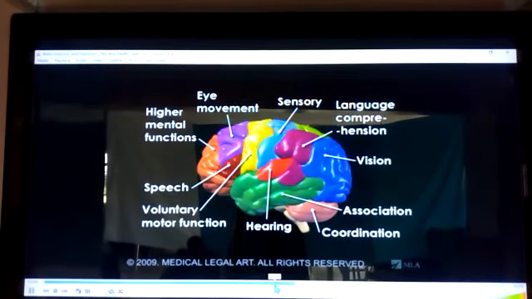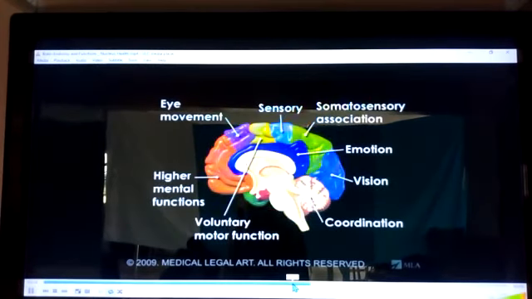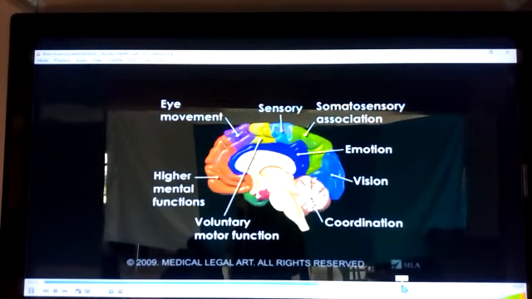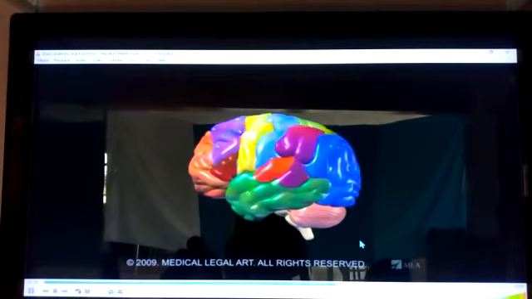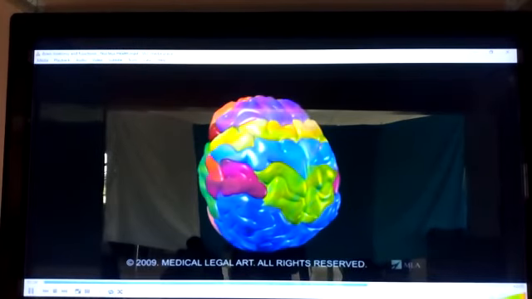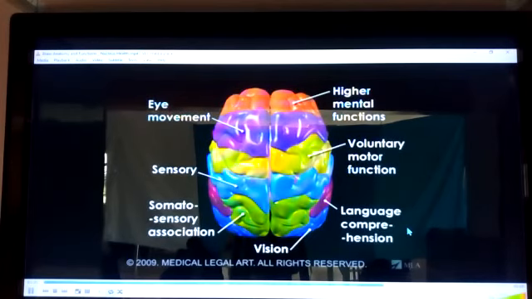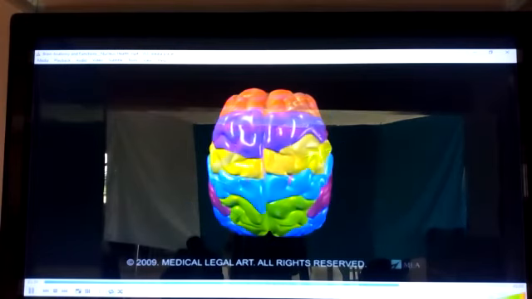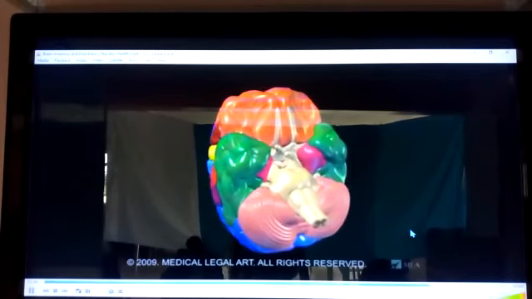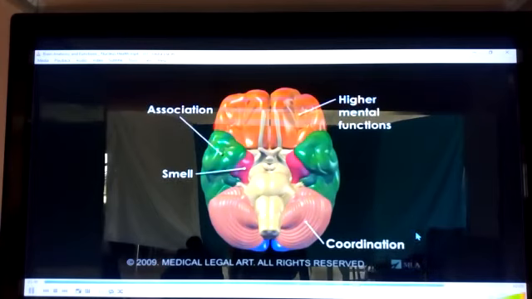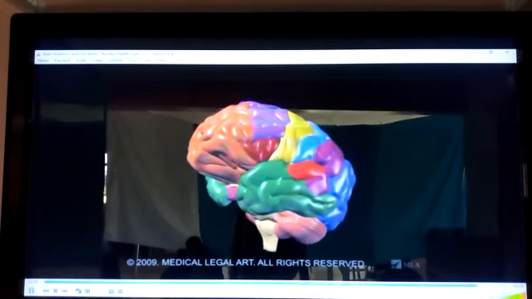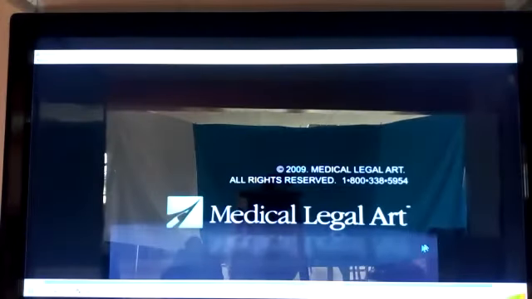You can briefly pause this and look at some of the functions of the various lobes that I mentioned. I'm not going to say much of them, but I'll let the animation run to the end.